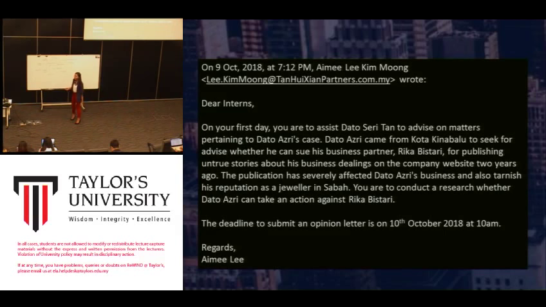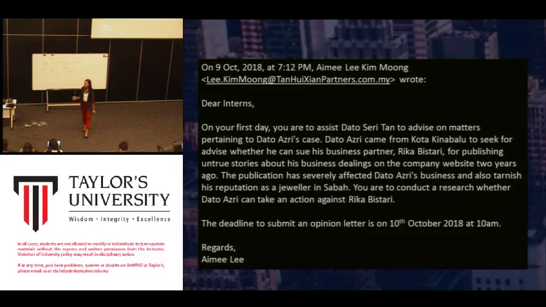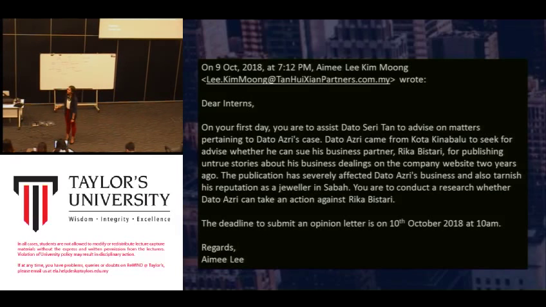I can't see. I can't read. It's written. Publishing untrue stories means written, like it's published, so it's written, not spoken. Yeah, the point is it is written, not spoken.